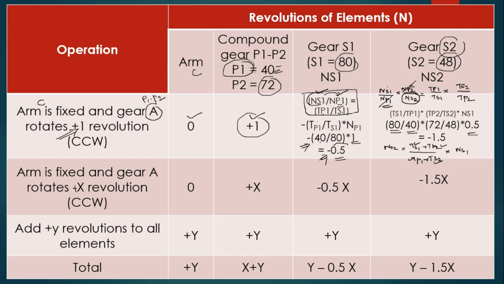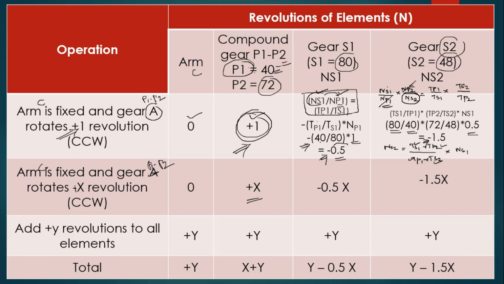And this is a minus value. Why? Because P2 is meshed with S2. Clear? So P2 rotates in the anti-clockwise direction, then S2 rotates in the clockwise direction. That's why there is a minus value here. So minus 1.5. Clear? Then arm C is fixed and the gear P1 P2 rotates plus X revolution. So we have to substitute plus X instead of plus 1, right?